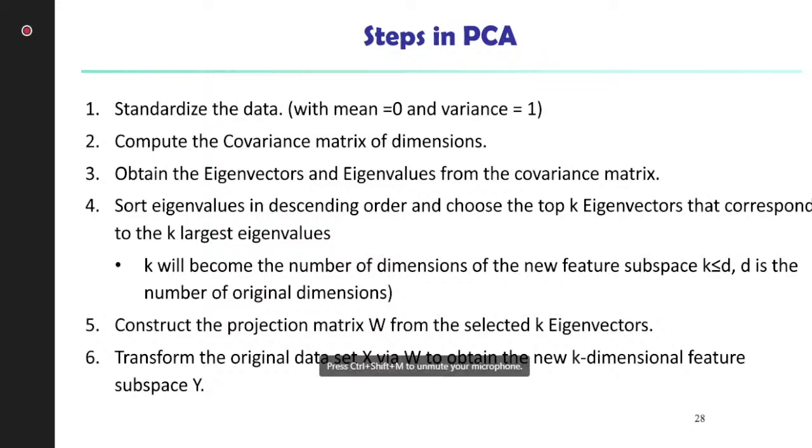Right? Then we sort all of them in decreasing order of their eigenvalues, and then we select the top k eigenvalues, and we generate something known as the projection matrix W from these eigenvectors. So we multiply the eigenvectors we have generated with the original data, and that would be our transformed data. We transform the original data set X via W to obtain the feature subset. So the projection matrix is multiplied with the original matrix X, and that would be our new transformed matrix.